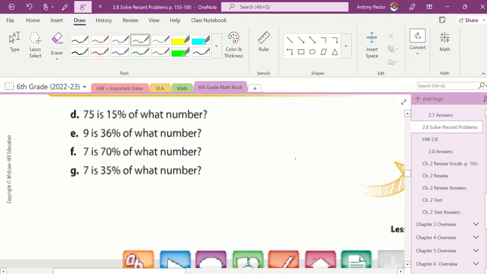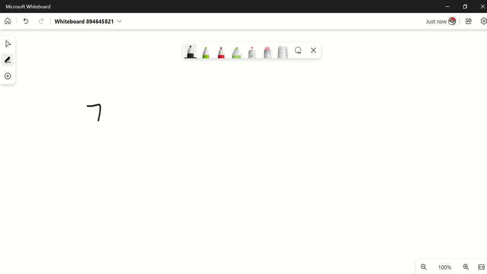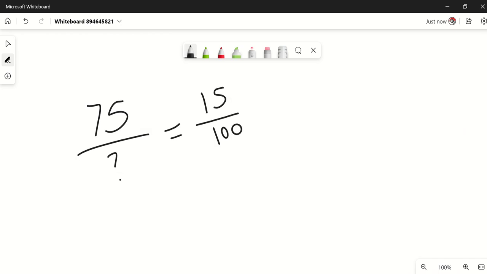D, 75 is 15% of what number? Let's do this. Remember, you're going to write 75 over your question mark equals 15%. And we're going to figure out what I needed to do from 75 to get to 15. Now, I'm going to go ahead and guess and check and say that I'm multiplying this by 5.